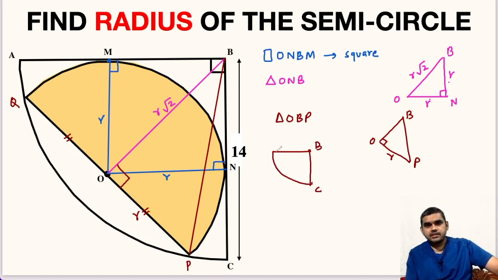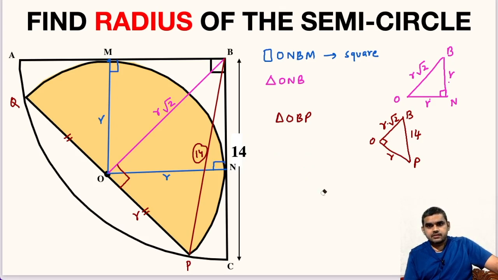This is point C, this is point A. Now point P lies on the circumference of this quarter circle. Therefore, this is also the radius of this quarter circle. So radius of quarter circle is 14, so PB will also be equal to 14 units. So here let us write 14. And what is OB? OB we found that it is r root 2. So let me erase this.